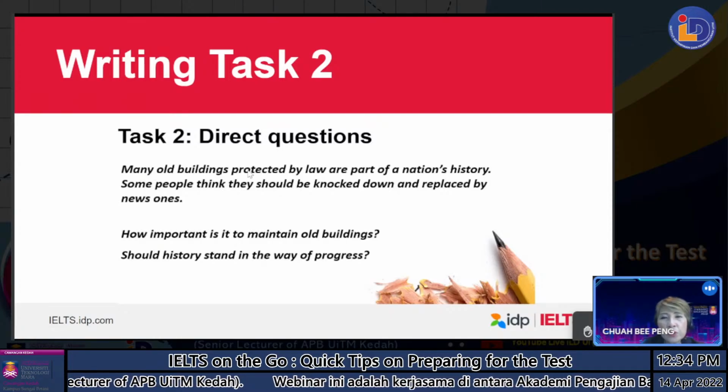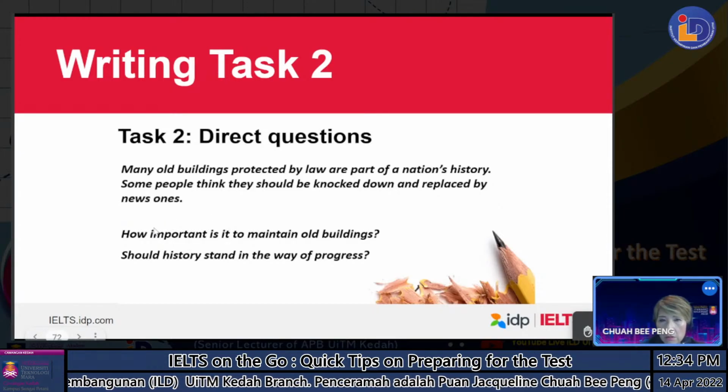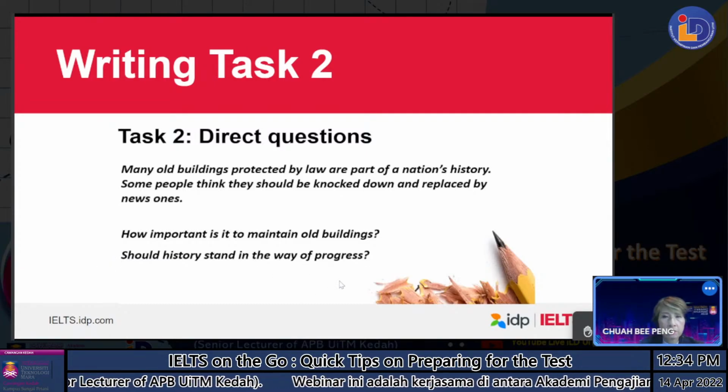Many old buildings protected by law are part of a nation's history. Some people think they should be knocked down and replaced by new ones. How important is it to maintain old buildings? So you need to address, you need to highlight the importance. And then you have to answer another question. Don't get carried away by this. You have to also deal with this: should history stand in the way of progress? Then your opinion, yes or no?